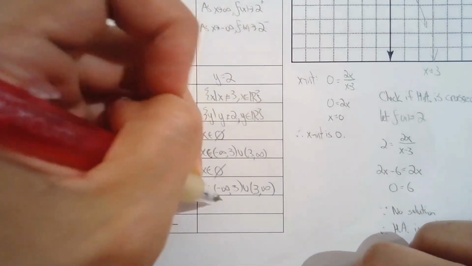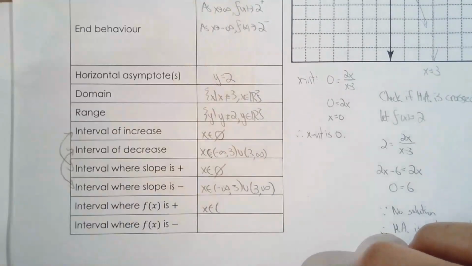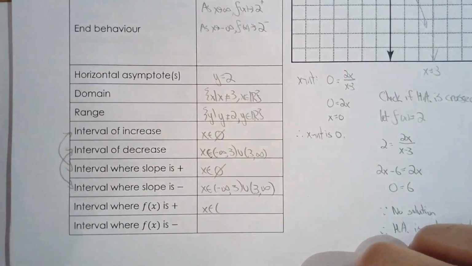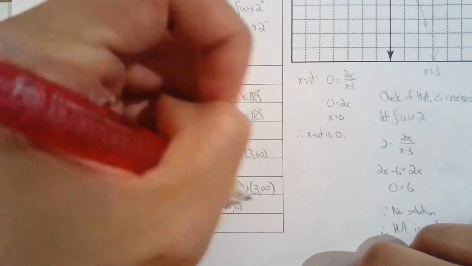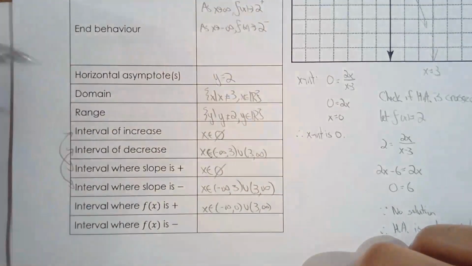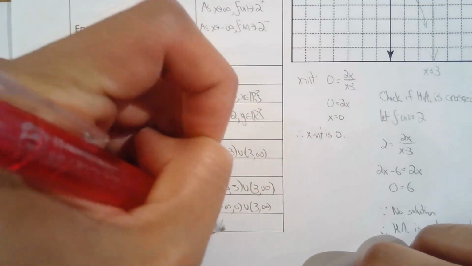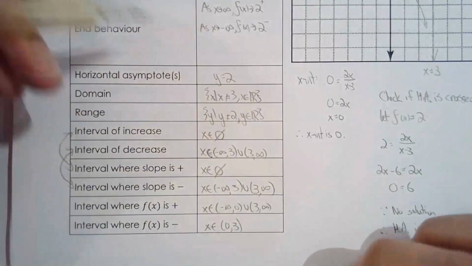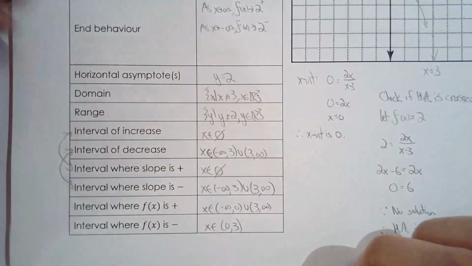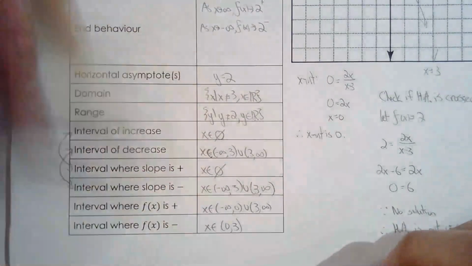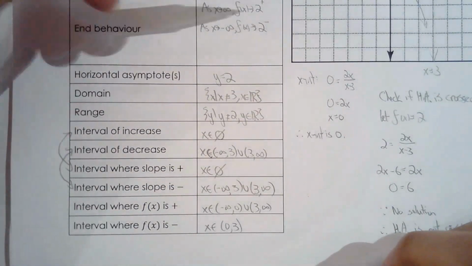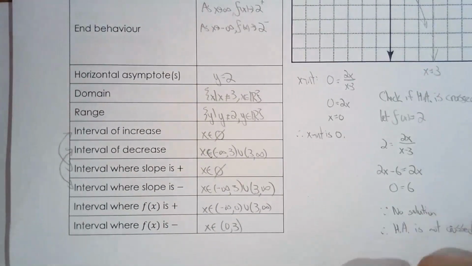Where is the function positive? So that's basically the second unit, or the first unit even. Negative infinity to 0, or greater than 3. Whereas negative is 0 to 3. All of these questions are very, very easy once you have the graph. So if you're given this table, right away give yourself the graph and then come and answer these questions.